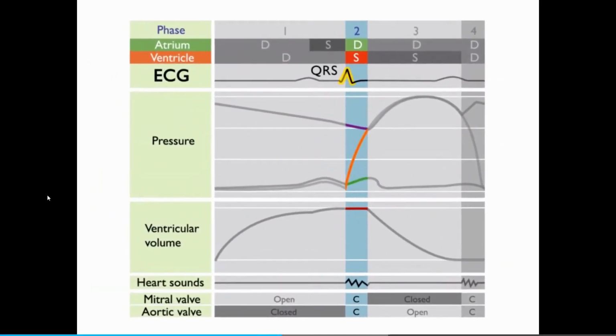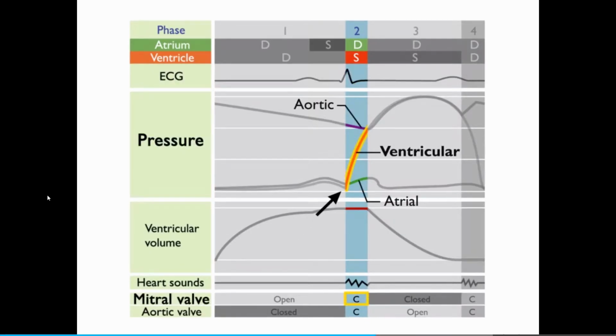The QRS complex of the ECG is caused by depolarization of the ventricles. Ventricular depolarization initiates ventricular systole, which starts isovolumetric contraction. Ventricular contraction causes an increase in pressure that closes the mitral valve. Closing of the atrioventricular valves causes the first heart sound.